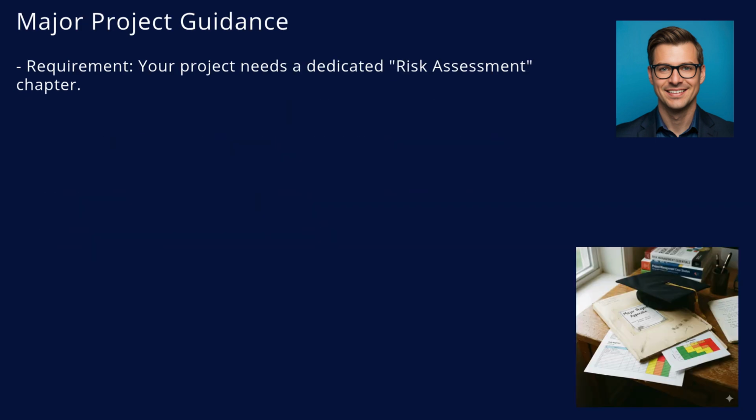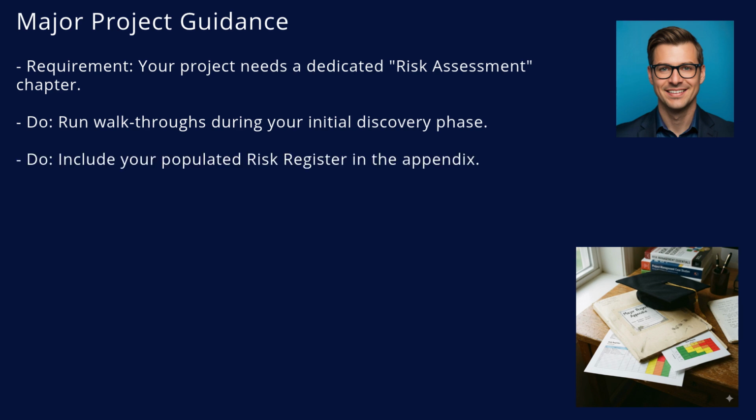If you are executing your major project, S27 is essential. The requirement is that your project must contain a dedicated risk assessment chapter. To ensure that you run formal walkthroughs during your initial discovery phase to uncover the real business problems. To include your fully populated risk register and risk matrix in the appendix as hard evidence of your work.